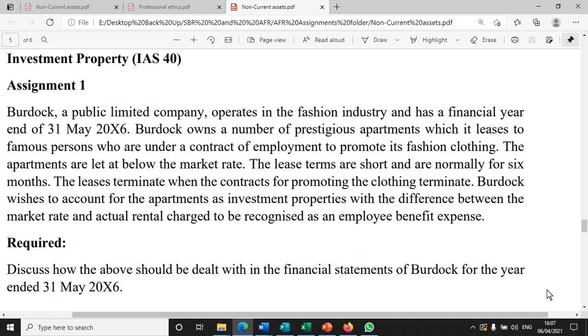The apartments occupied in the question by persons who are under the company's contract cannot be treated as investment property. So if employees occupy company premises, such assets fall under the standard IAS 16 PPE. Such assets are carried at cost or revalued amount, which is fair value. The difference between the market rate and the actual rent is to be treated as income forgone. The difference cannot qualify as an employment benefit, and by the way, employment benefits are dealt with under a different standard altogether. All right, so that is sorted out.